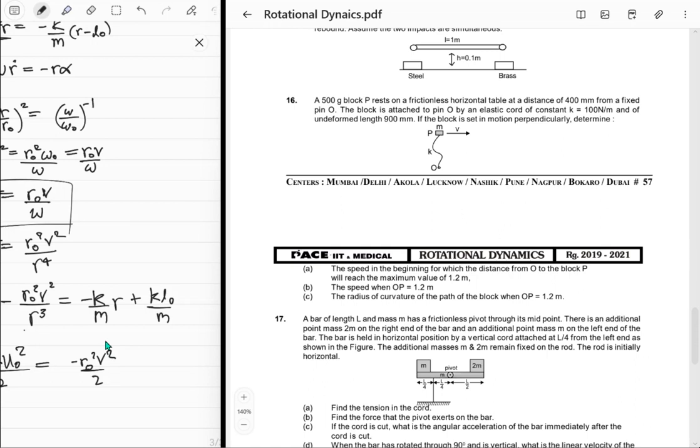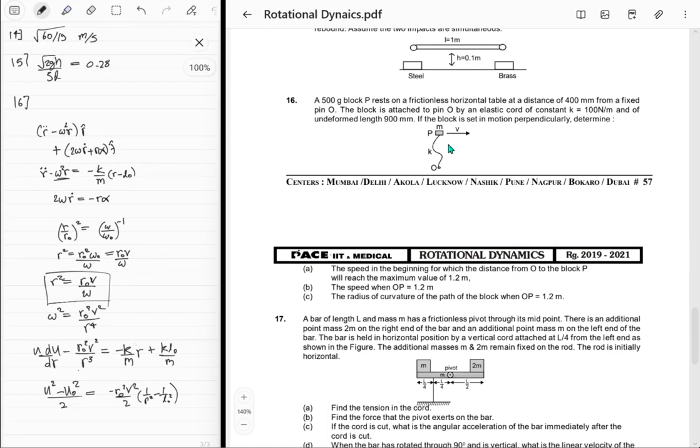Oh god. It doesn't start off at r naught. No, it starts off at l naught. Okay. So 1 upon r squared minus 1 upon l naught squared. This is not solvable right away. In general form, this will just take too much time to solve.